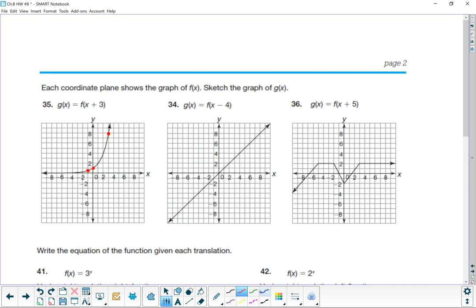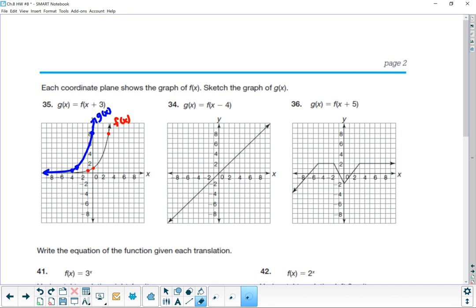So g of x is going to be the x, but it's going to be x plus 3. Remember, it's going to be opposite. So if it says x plus 3, we're actually going to go backwards 3. So we need that one, and that one. And we will get something that looks like this. Okay, and that's g of x, and this one is f of x. And all I did was take the point and move it back 3 times to the left.